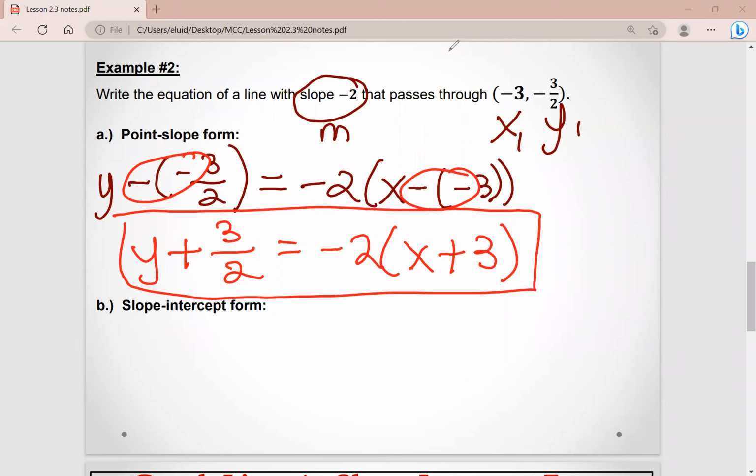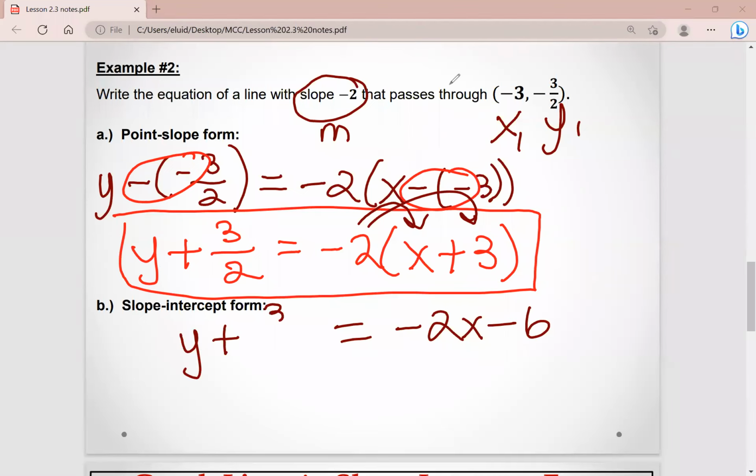Moving on to the second part, now is when we get to solve for y. So we get to distribute. So we'll distribute the -2. So that's now equals -2x minus 6. We still have the y plus 3/2 on the left side. Okay, so to finish solving for y, we do need to subtract the 3 over 2.